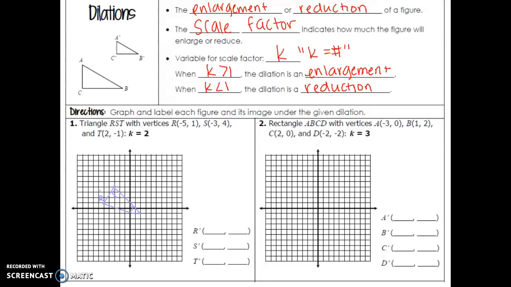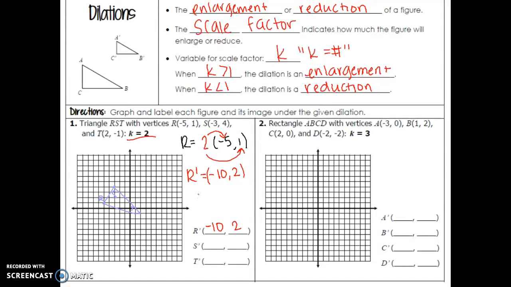So let's look at number 1. I've already graphed it. This is point R, point S, point T. And now it says that the scale factor is 2. So I'm going to take these coordinates. I'm going to start off with R, and that says -5, 1. So what I'm going to do is take my scale factor, in this case it's 2, and then multiply it by each one of these coordinates. So again, -5 and also 1. So when we do that, we have R prime, that would be -10. 2 times 1, that would be 2. So R prime is going to be -10, 2.